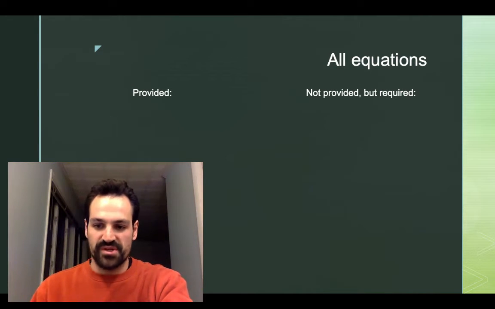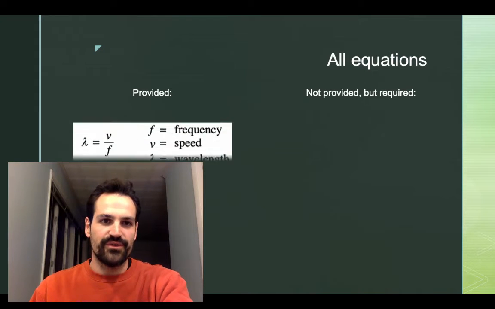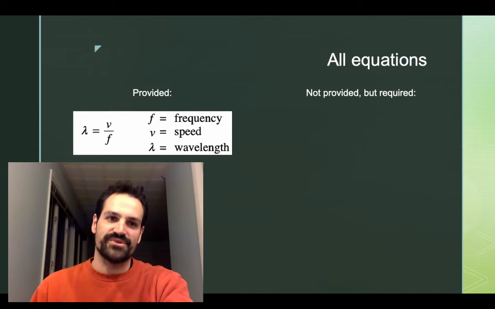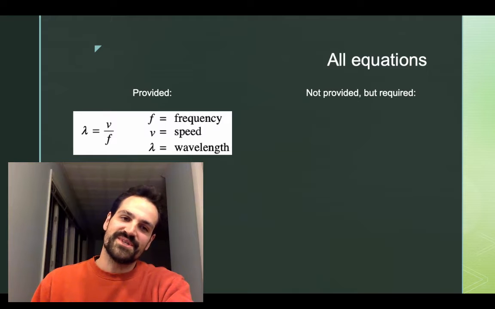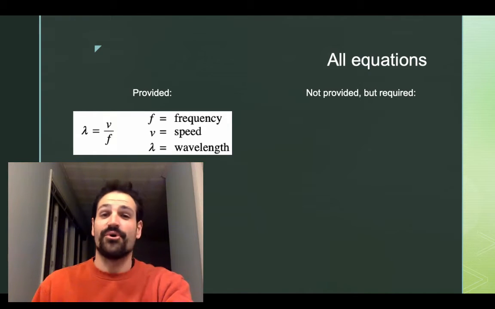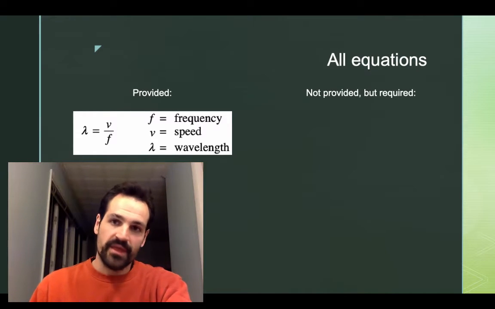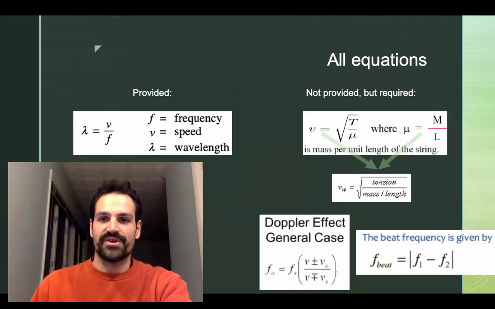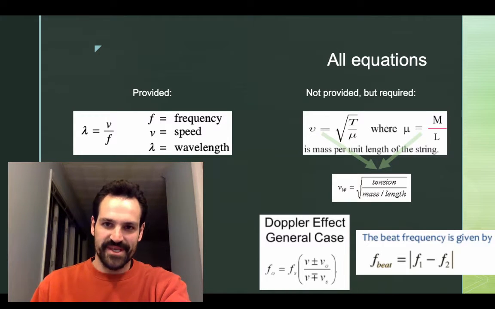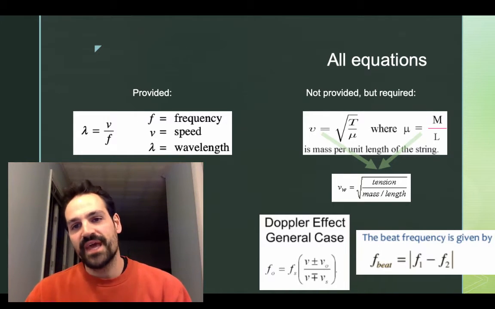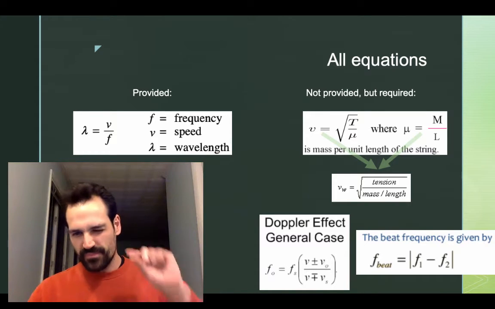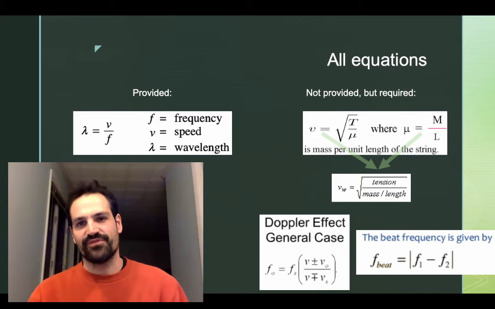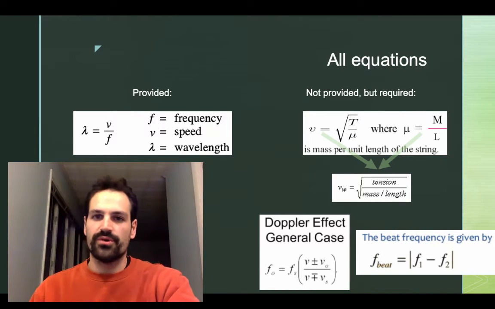So all of the equations that are provided to you are velocity equals frequency times wavelength. That's it. That's the only equation on the equation sheet. So now the equations that are not provided but are expected for you to know consist of all of these. And it looks like a lot, but again, there's really only 3 equations there, with a slight technicality of a 4th. And we will go through each one.